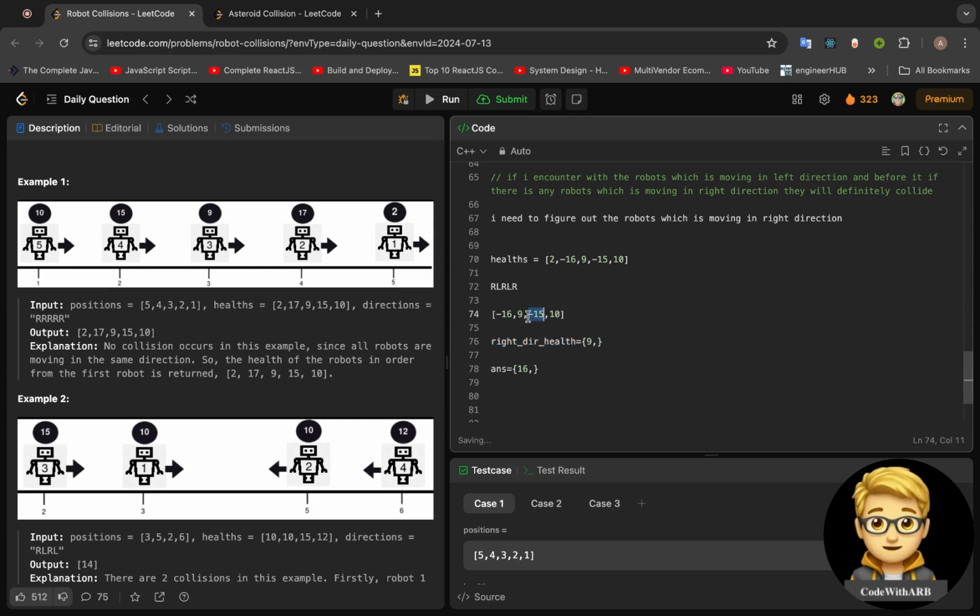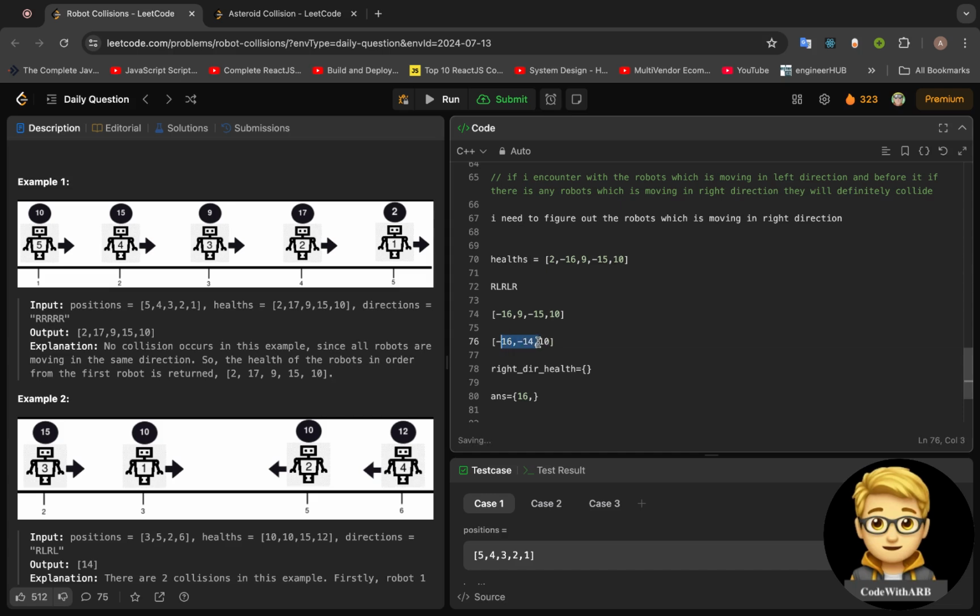Now when I get minus 15, this is moving in the left direction. So this minus 15 will check whether we have a right direction health or not. Yes, we have. So this 9 will get collided and removed, and this 15 will also reduce by one. So this 9 is removed, and this will now change to minus 14.